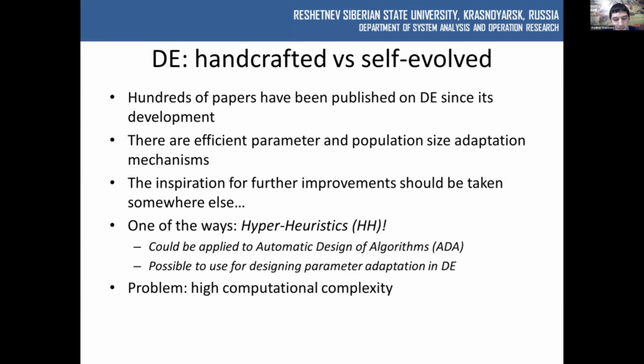So then the idea is the following. Let us try to use some hyper-heuristic approach. That is, we will try to automatically design new types of differential evolution, or maybe some search operation or parameter adaptation techniques, and maybe we will see something interesting here.